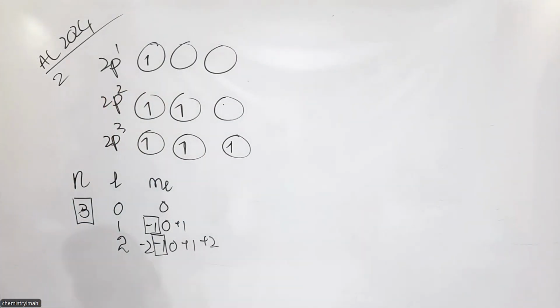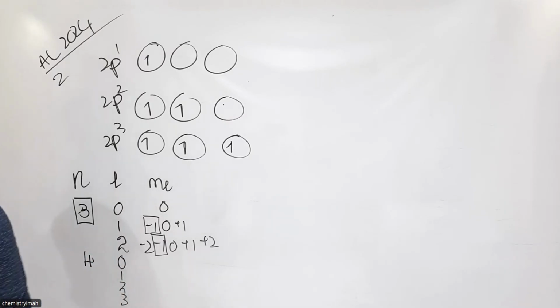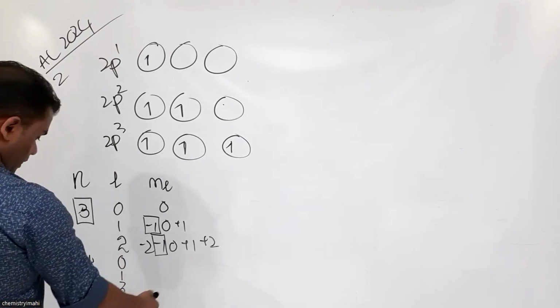n equals 4, ml is minus 1. Hurry. n equals 4, then what are possible? 0, 1, 2, 3 are possible, up to n minus 1.